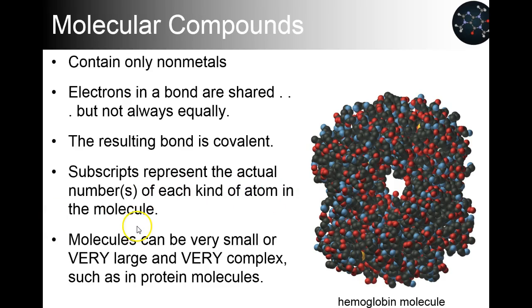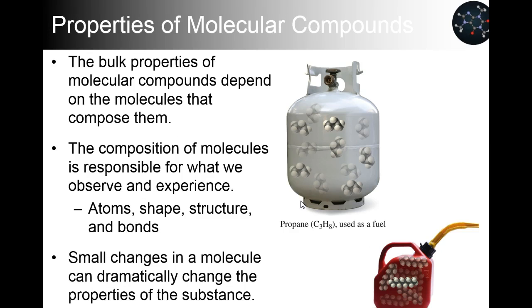Again, the subscripts, those lowercase numbers, tell us how many of each kind of atom are in the molecule. These molecular or covalent compounds can be extremely small or very, very complex, such as some of our protein molecules. Here you can see this hemoglobin molecule. It's a pretty big molecule, with lots of different portions to the compound.